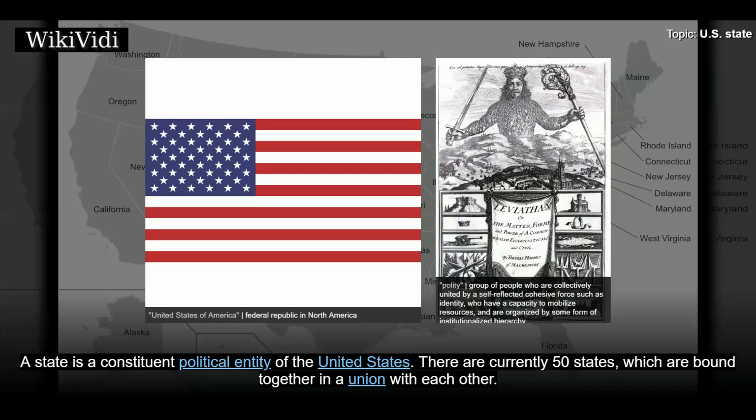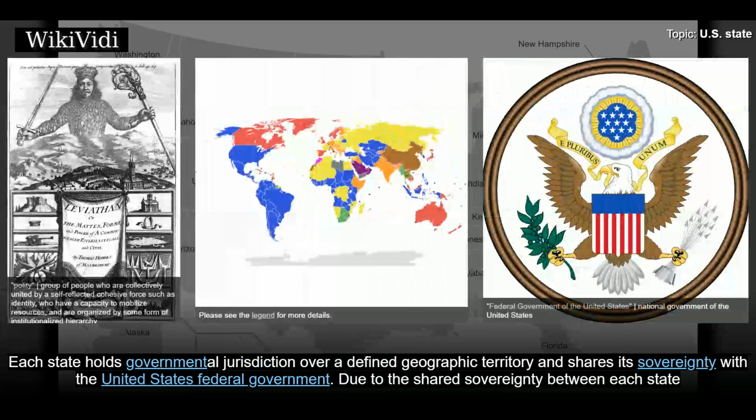U.S. State. A state is a constituent political entity of the United States. There are currently 50 states, which are bound together in a union with each other. Each state holds governmental jurisdiction over a defined geographic territory and shares its sovereignty with the United States federal government.